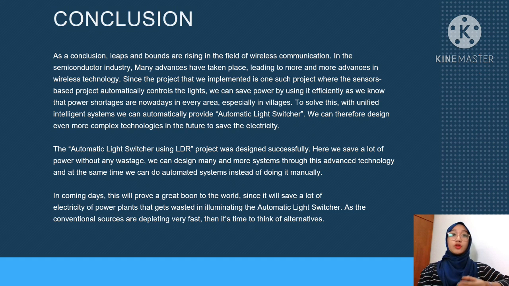So basically, the automatic light switcher using LDR project was designed successfully. Here we can save a lot of power without any wastage. We can design more and more systems through this advanced technology, and at the same time we can do automated systems instead of doing it manually. In coming days, this will prove a great boon to the world, since it will save a lot of electricity from power plants that gets wasted in illuminating. As the conventional sources are depleting very fast, it's time to think of alternatives.